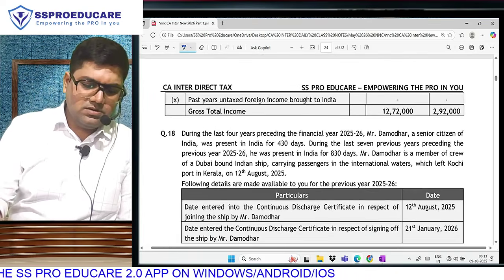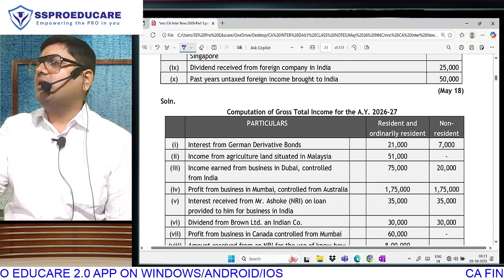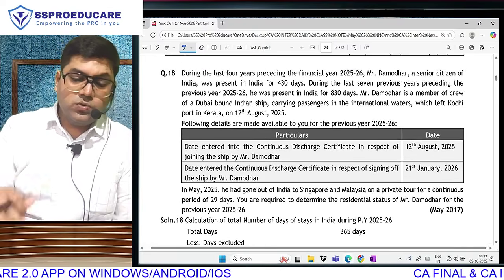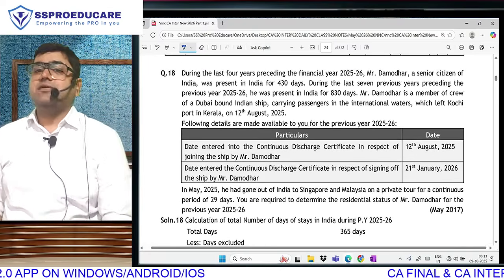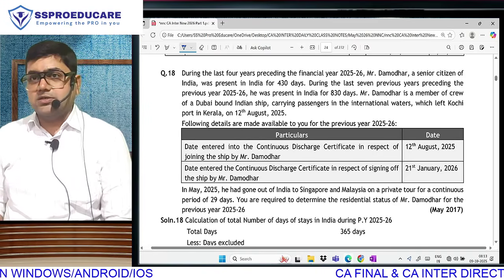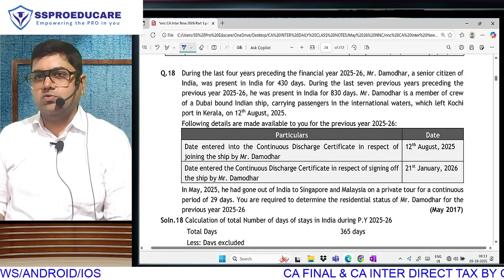Question number 17 is basically wo scope of total income ka, which we have to solve columnar basis. Question number 18, while it is individual ka residential status and we have done a good number of questions so far, this is still slightly complicated, and therefore I want to do this with you.